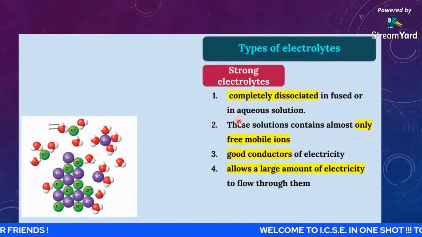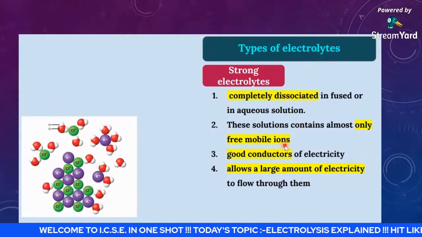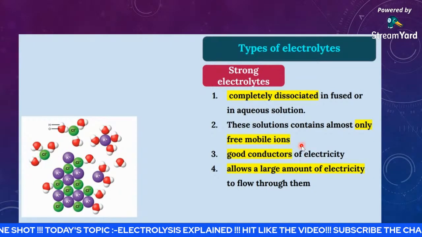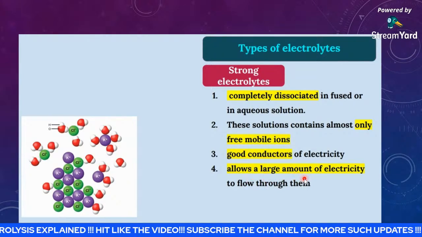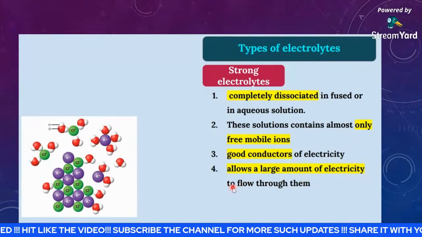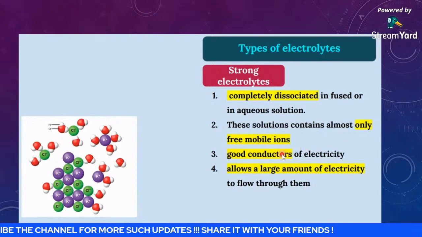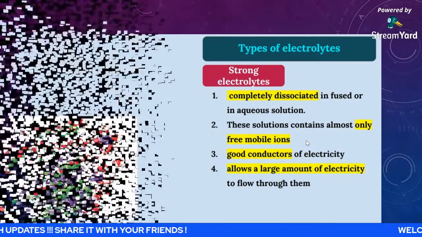The second point is that these solutions contain almost only free mobile ions. As I stated, they are very good conductors of electricity because of free mobile ions, and they allow a large amount of electricity to flow through them. This is justified because they have an abundant, ample amount of free mobile ions.